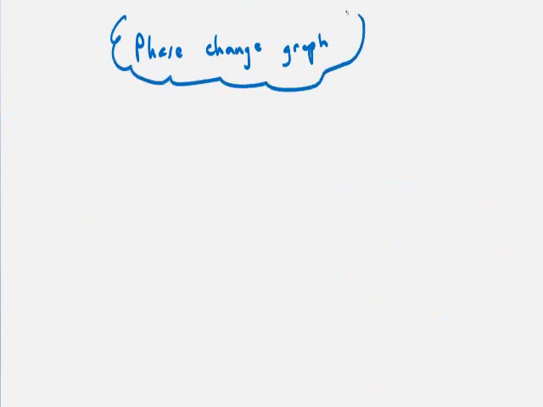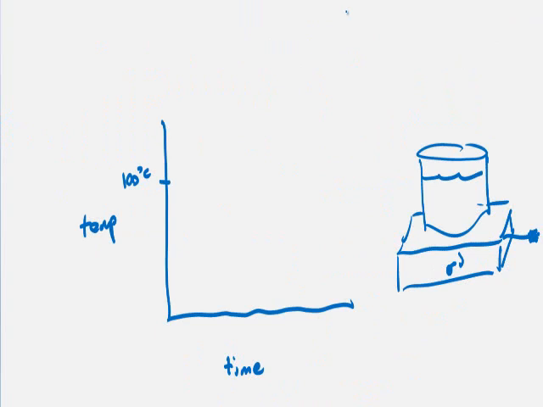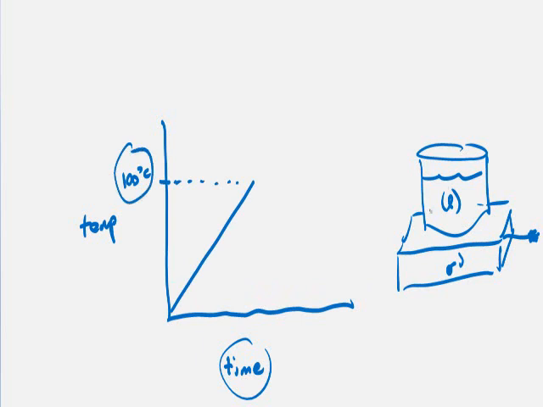Now let's connect this to something that's known as a phase change graph or diagram. In our phase change diagram, initially we're going to start out with water in the liquid form. As it sits on the hot plate and time goes by, the temperature of the water is going to increase. Eventually, when we hit 100 degrees Celsius under normal conditions, we'll see bubbles form in the water and boiling starts to occur.